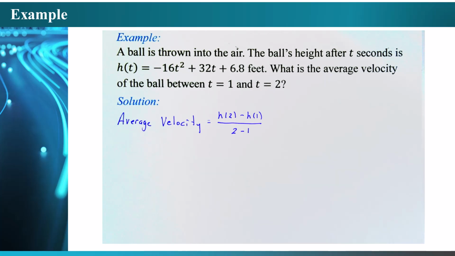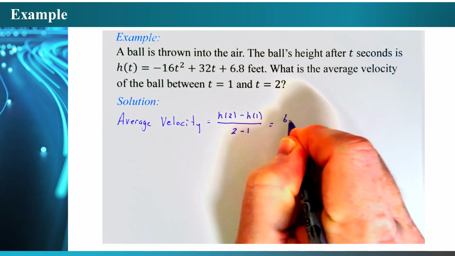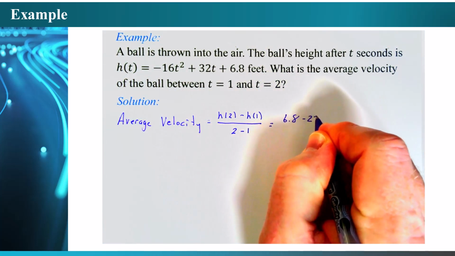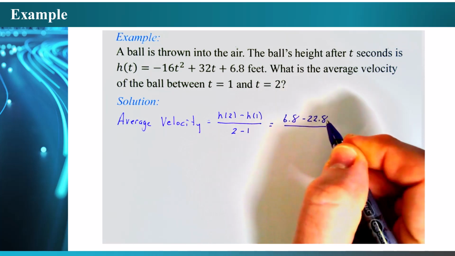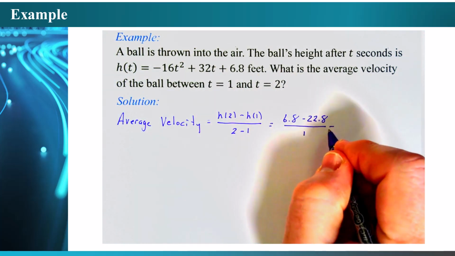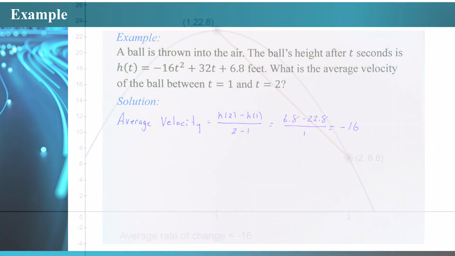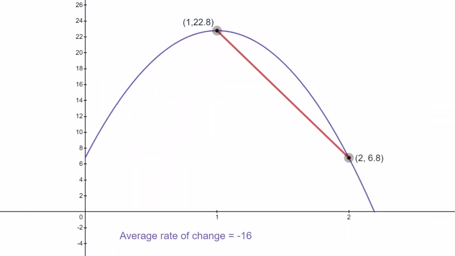Now we can throw these values into the calculator and find that h of 2 is 6.8, and h of 1 is 22.8, and of course in the denominator we just get 1, and this gives us a negative 16. So the average velocity between t equals 1 second and 2 seconds is negative 16 feet per second. In the last example, we found that the average velocity of the ball between t equals 1 second and t equals 2 seconds is negative 16 feet per second.